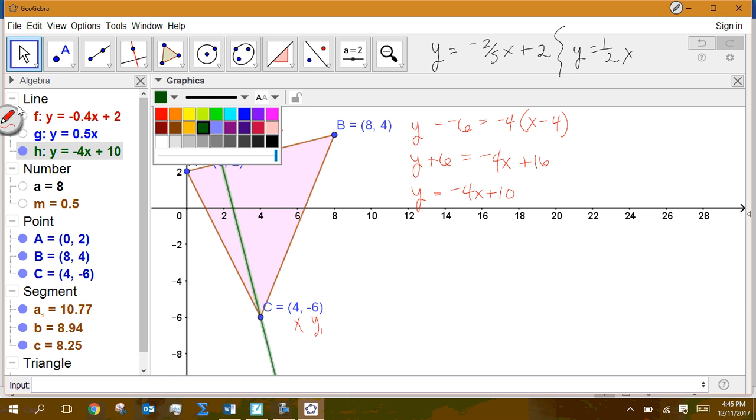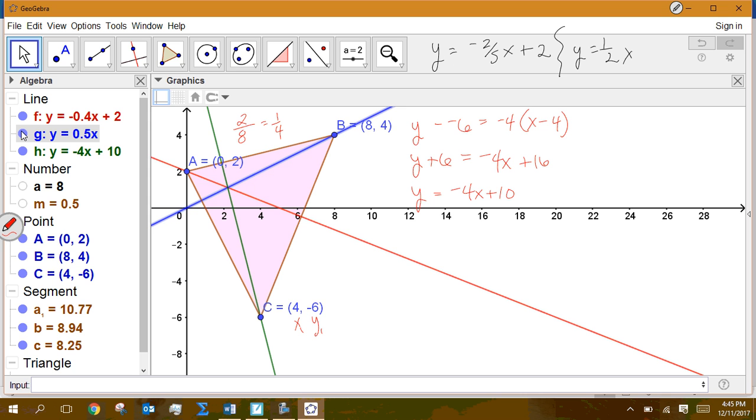So now the idea is, algebraically, we should be able to find the location of those 3 points, or 3 lines.